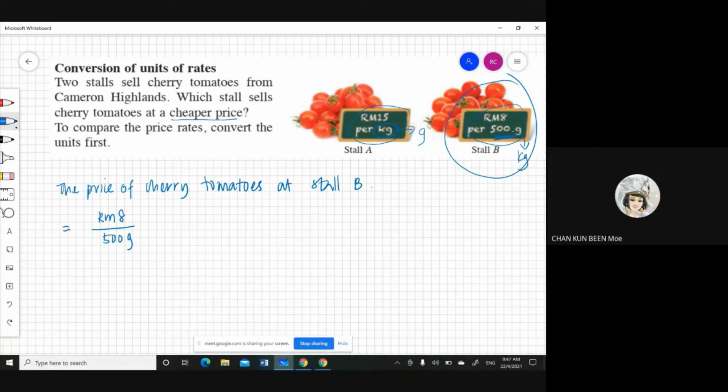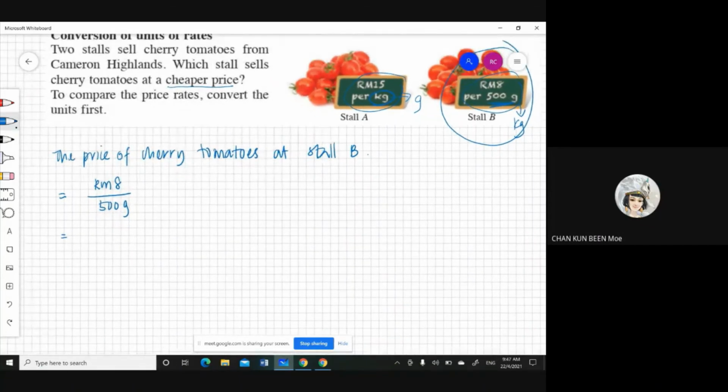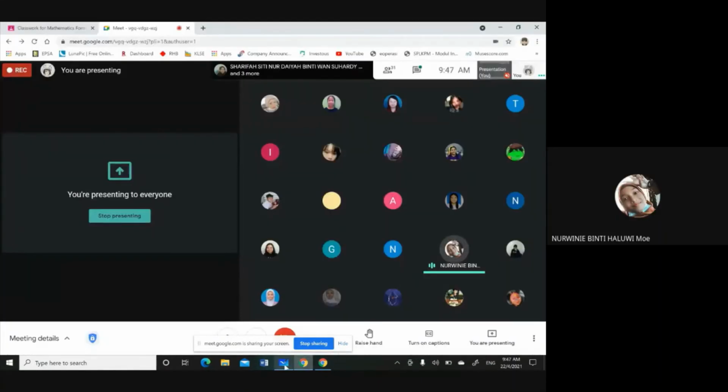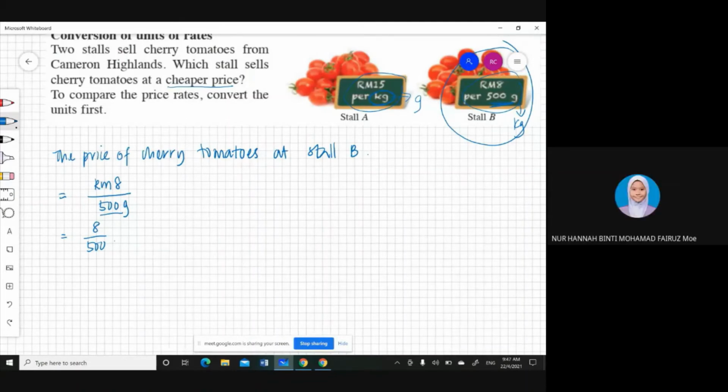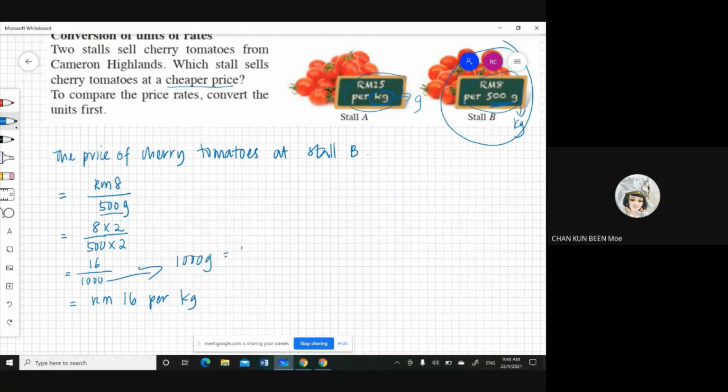Yes. Now, if I want to convert it to kilogram, what do I need to do with the 500 gram over here? This is 8 over 500 now. What can I do to change it to kilogram? Any answer? I multiply by 2. Therefore, it will become 8 times 2 is 16, and 500 times 2 is 1,000. So we know that 1,000 gram is equal to 1 kilogram, right? Yes. It is RM 16 per kg. Because this one we know already, 1,000 gram equals 1 kilogram.